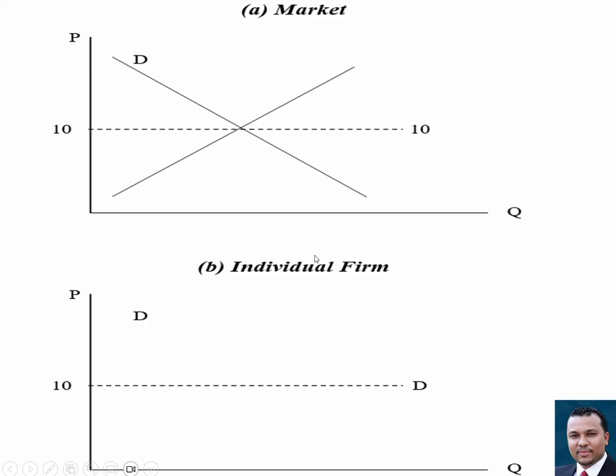For the demand curve for an individual producer or individual firm, we talk about horizontal demand. This horizontal demand is perfectly elastic. So this is the difference between the demand for the market and the demand for the individual firm. The demand in the market is normal demand, downward sloping. But for the individual firm, we talk about the horizontal demand curve, which is perfectly elastic demand.